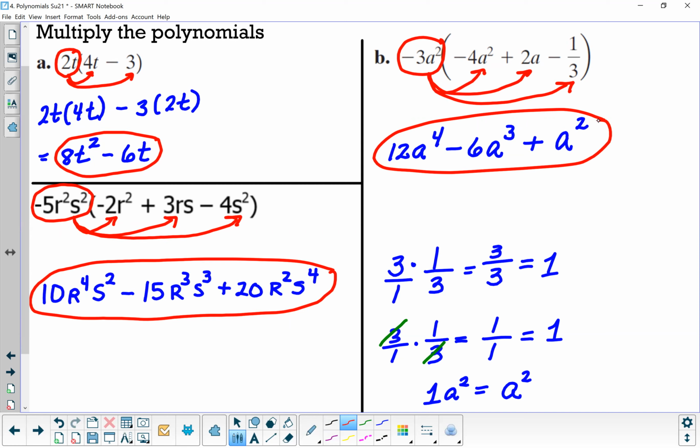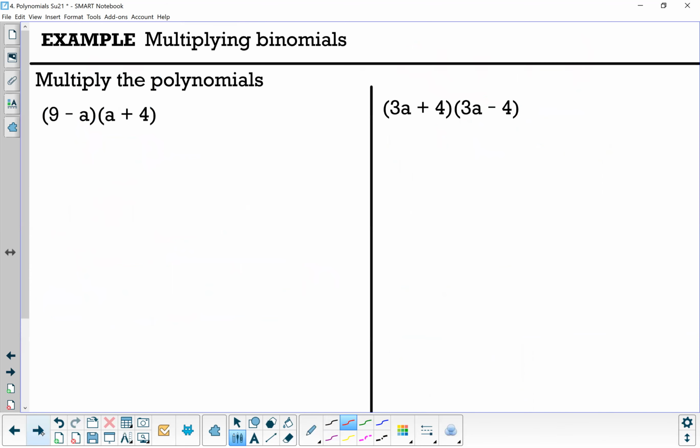So one term is a monomial. We multiplied a monomial across a binomial in letter A. And then in the second two examples, we multiplied a monomial, which is one term, across a trinomial, which is 3 terms. Now we're going to take a look at multiplying binomials, 2 terms times 2 terms.